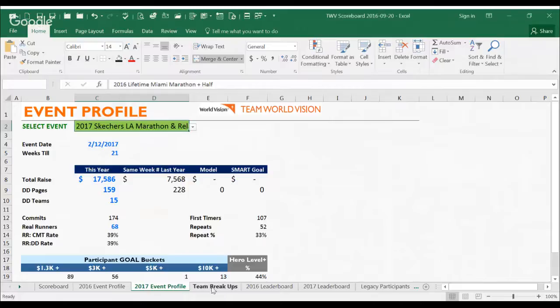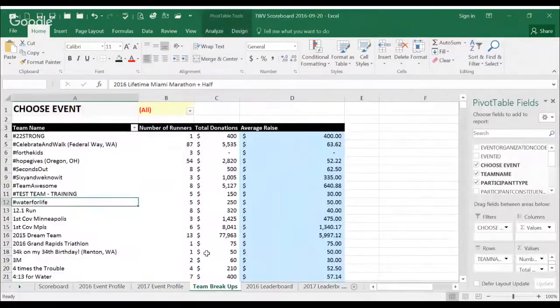Okay, so then if we go now to the team breakups. What I found too is, as a rep, I often wanted to just see what the tallies are in a real quick, easy way without having to move around to a bunch of different places, and see what were the breakups of my teams.